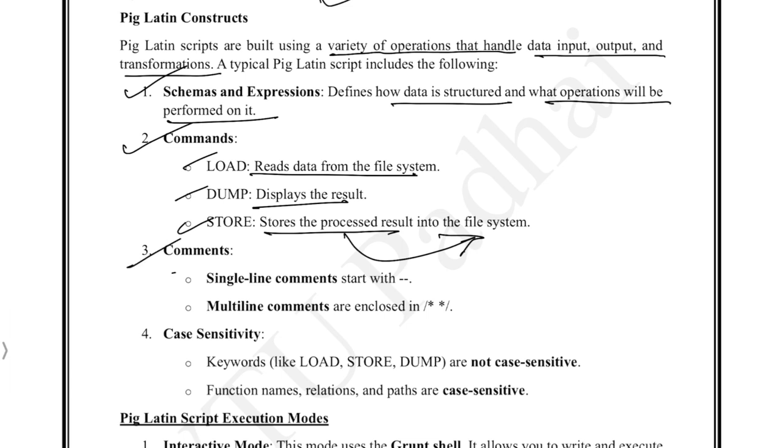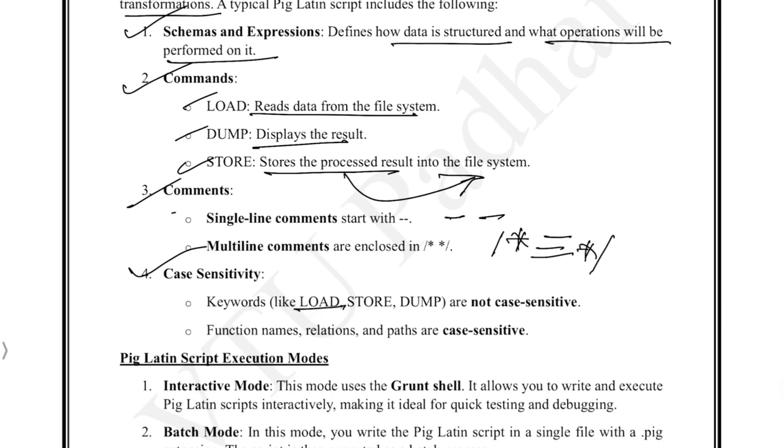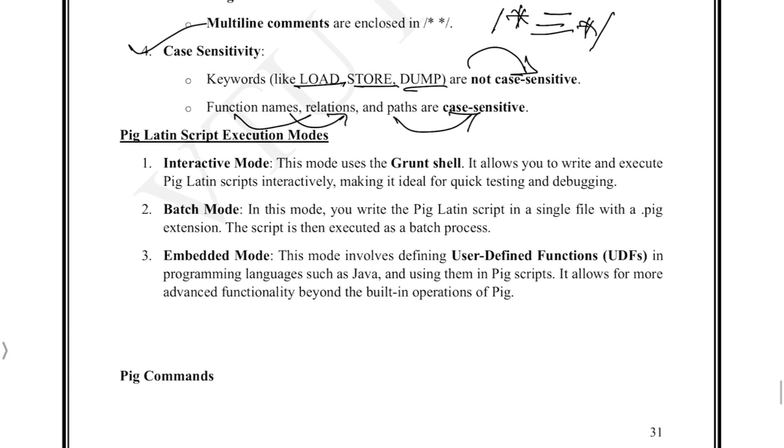Next is comments: single line comments and multi-line comments. Again, the same thing. A single line comment starts with this line. Multi-line comments go with hash star, then star hash. Okay. Case sensitivity. Yes, keywords like load, store, dump are not case sensitive, whereas the function names, relations, everything are case sensitive. Then what are the execution modes?